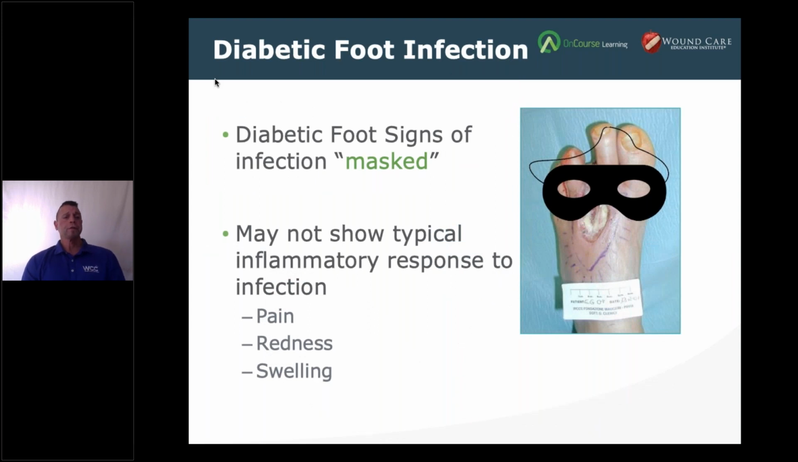We want to watch for infections, okay? Again, diabetics are always going to be high risk for infection because if they're hyperglycemic, it's going to impair their body's ability to kill bacteria and eliminate it. And very commonly, the signs of infection are often masked, so to speak, in diabetic wounds, where they don't necessarily show all the typical inflammatory responses you would expect to see: the pain, the redness, the swelling, etc.